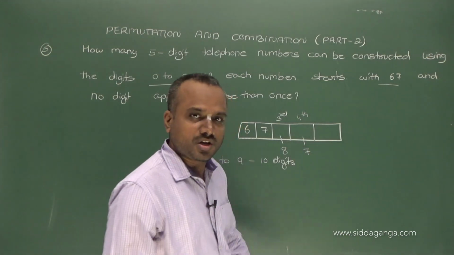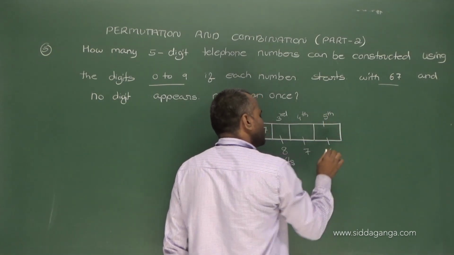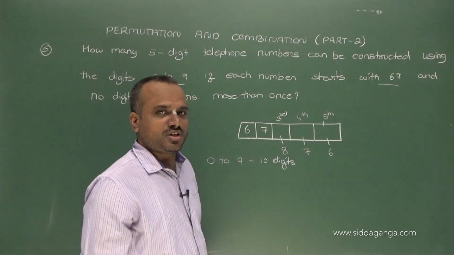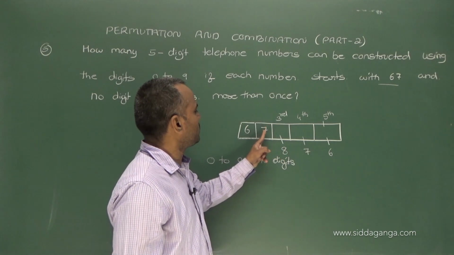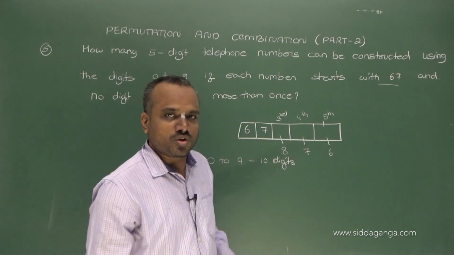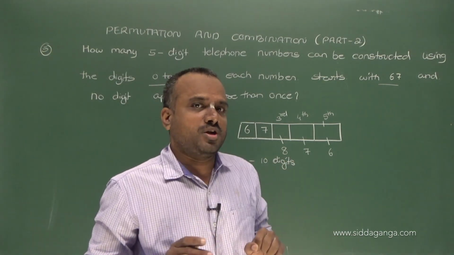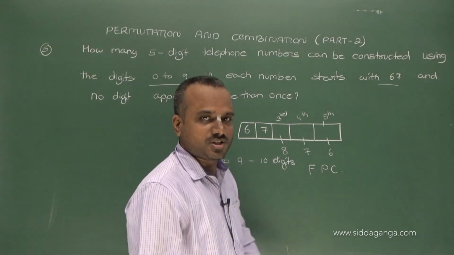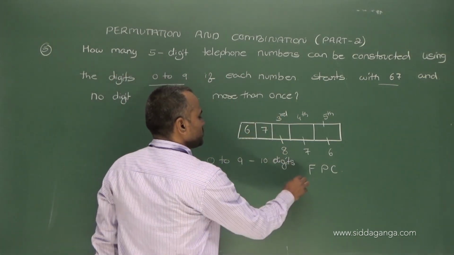The fifth box we can fill in 6 ways. For a 5-digit number, the second depends upon the first, the third depends upon the second and first, the fourth depends upon 3, 2, 1, and the fifth depends upon 4, 3, 2, 1. All the events are dependent, not independent. That means we apply the fundamental principle of counting, the multiplication rule.